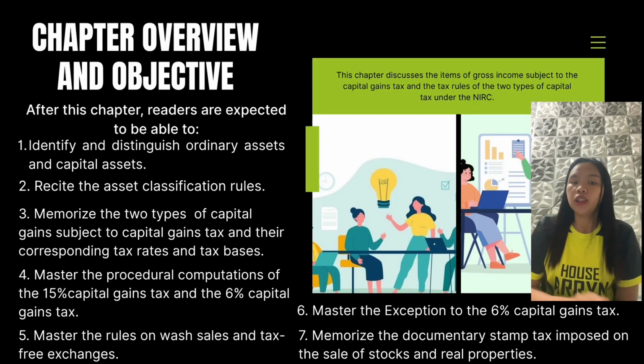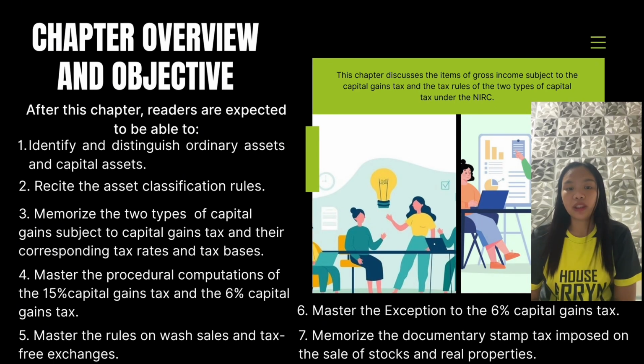Capital gains taxation. This is a chapter overview and objectives section for a chapter on capital gains taxation. It outlines the learning goals the reader is expected to achieve. First is identifying and distinguishing between ordinary assets and capital assets. This involves understanding the criteria used to classify assets for tax purposes. Ordinary assets are generally those used in a business, while capital assets are all other assets.